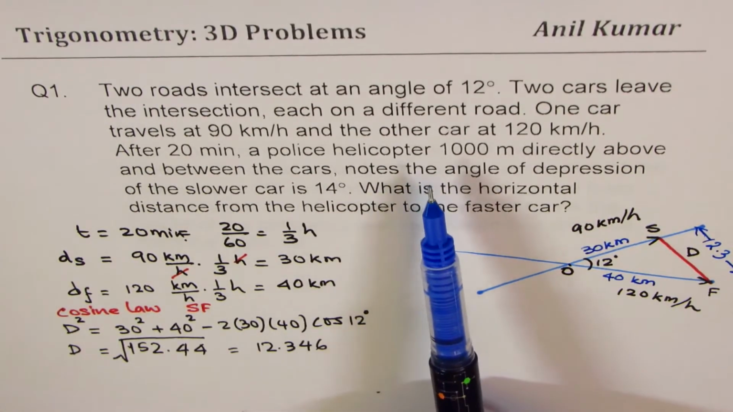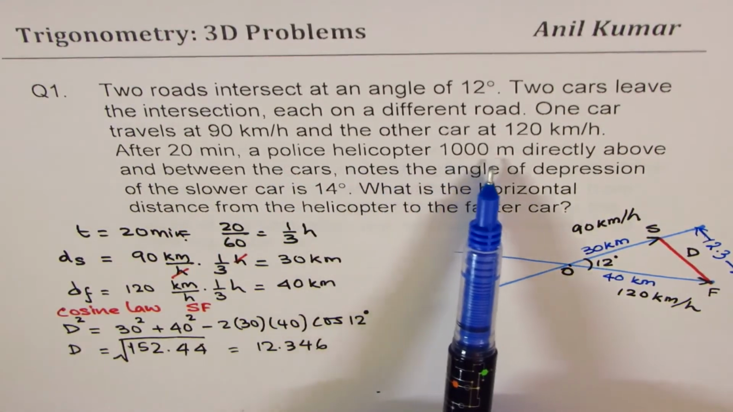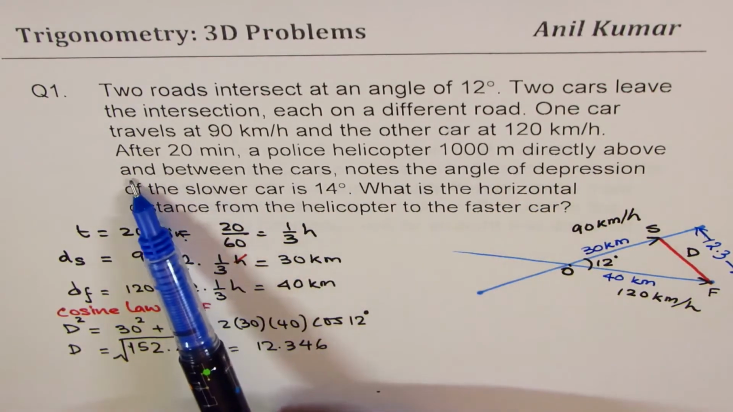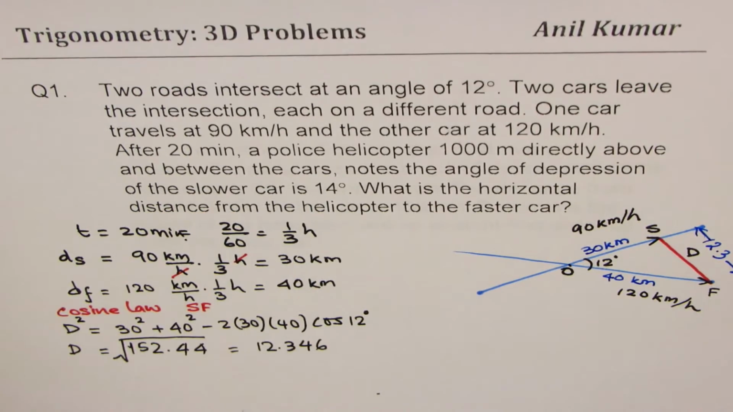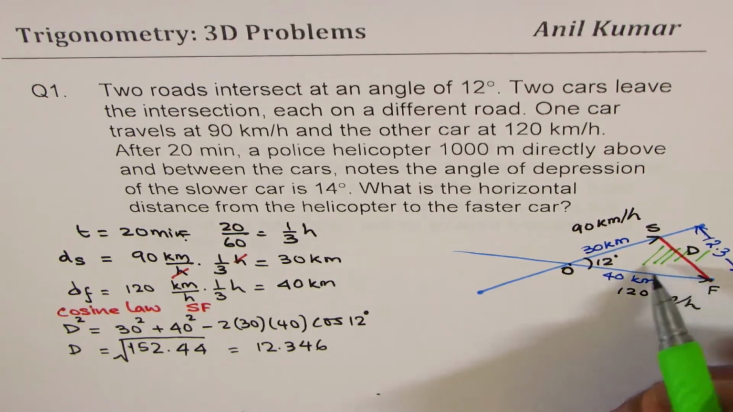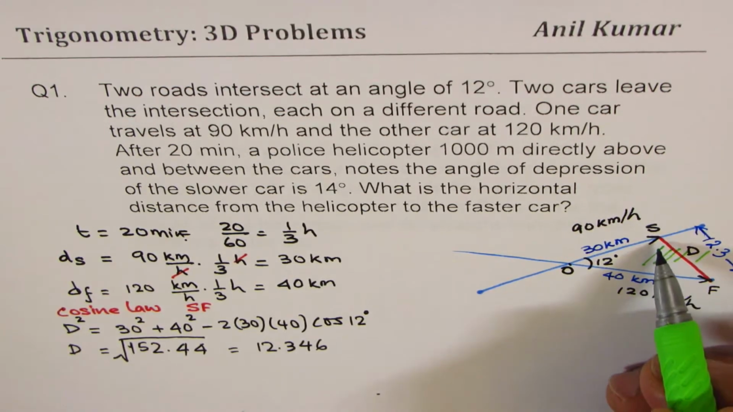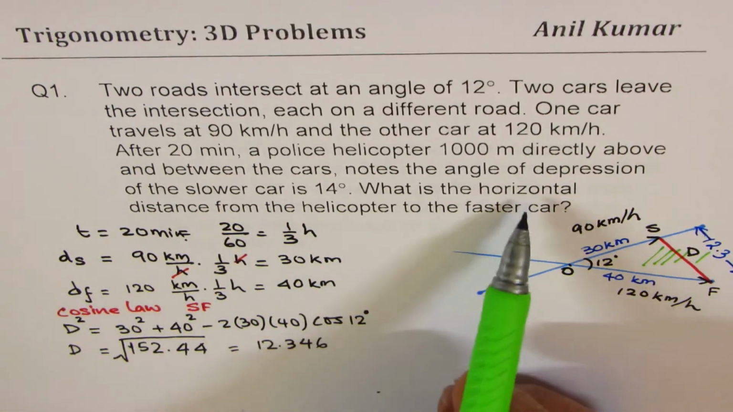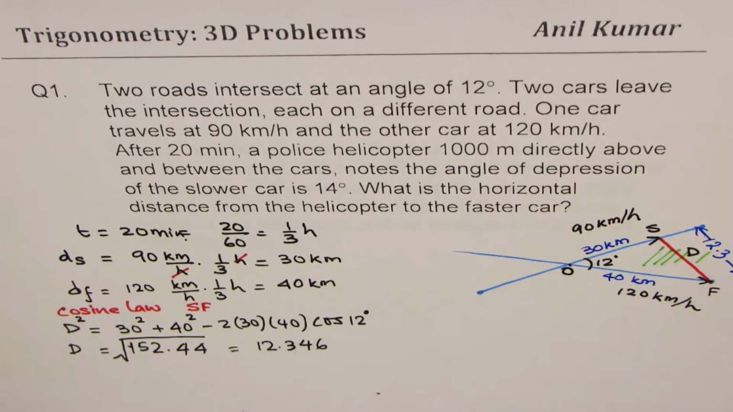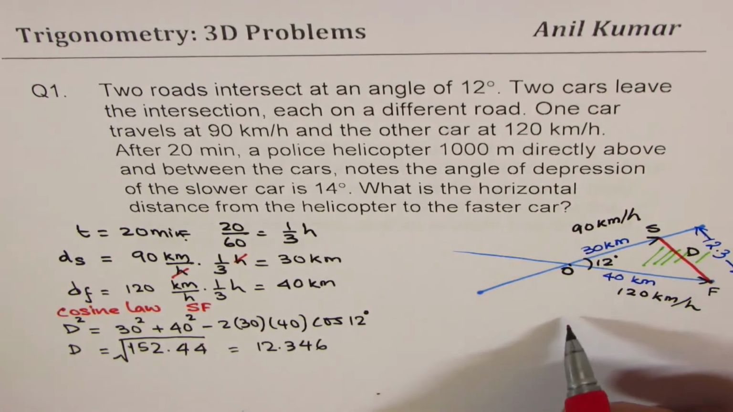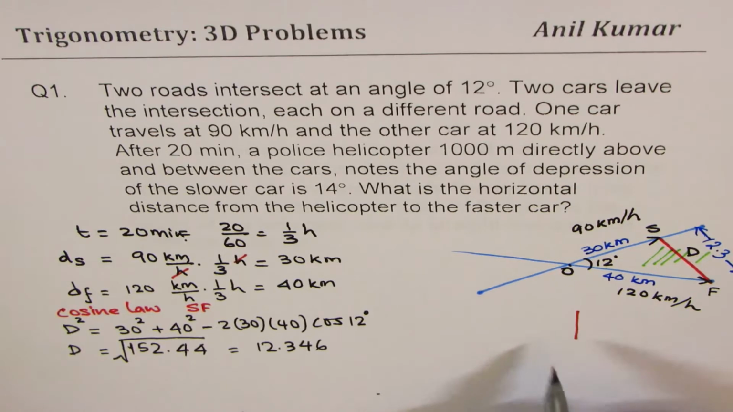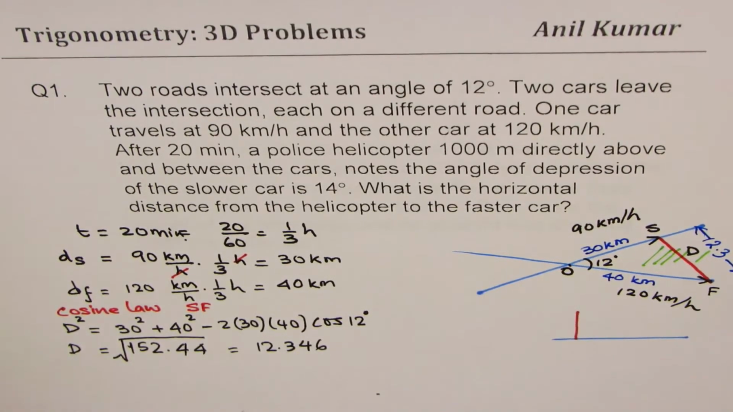Now let's look into the second condition, which is a police helicopter 1,000 meters directly above and between the cars. So somewhere in between we have a police helicopter. Is it okay? Now from here the angle of depression is 14 degrees. So let me sketch that portion. Whenever you're into 3D kind of stuff, let's say the helicopter is 1,000 meters above the road, right? This is the road, and the angle of depression, let me draw it like this. Is it okay?